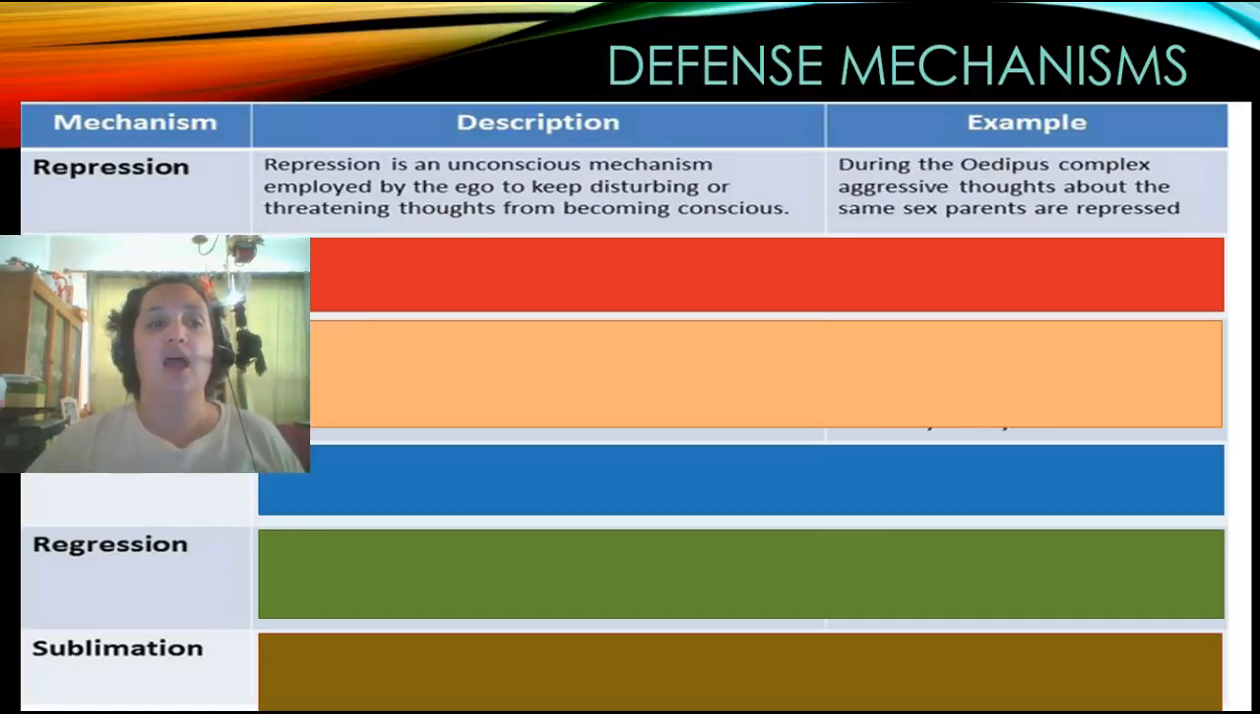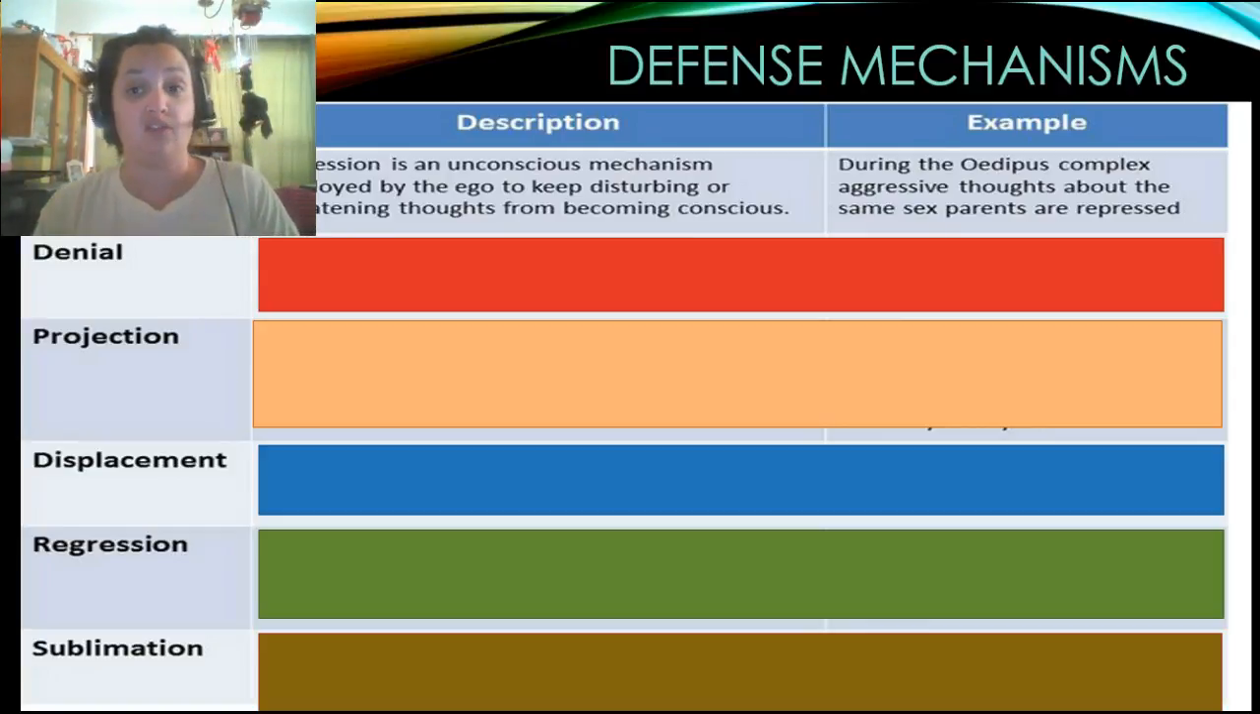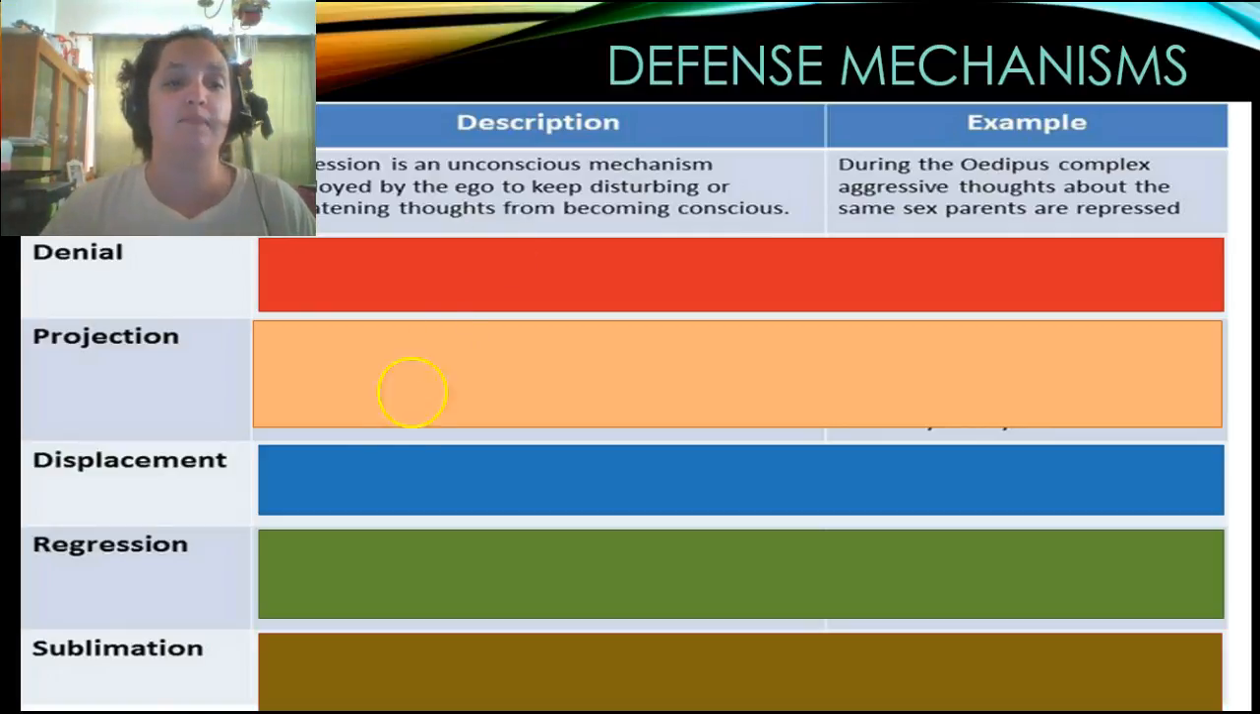So for example, according to Freud, during the Oedipal complex, we have these aggressive thoughts about the parent of the same sex because he believes that we want to be with the parent of the other sex. So we repress this, but it causes us to maybe lash out or get angry.